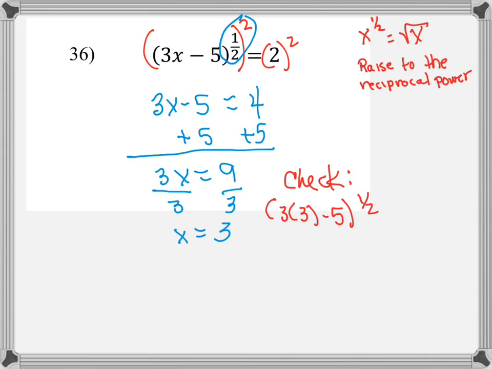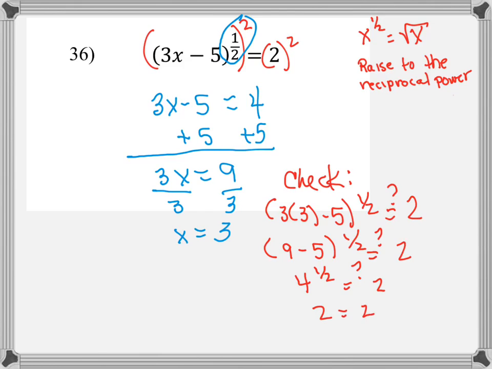So if we substitute that into the original, 3 times 3 minus 5, all raised to the 1/2 power, does that equal 2? 9 minus 5 to the 1/2 power, does that equal 2? 4 to the 1/2 power, does that equal 2? Well, 4 to the 1/2 power is 2. That does equal. So x equals 3 is our solution.